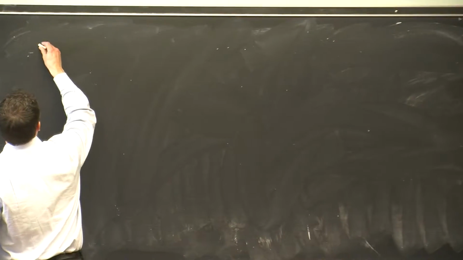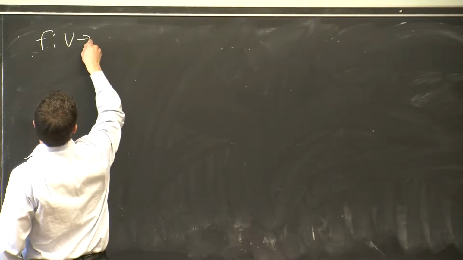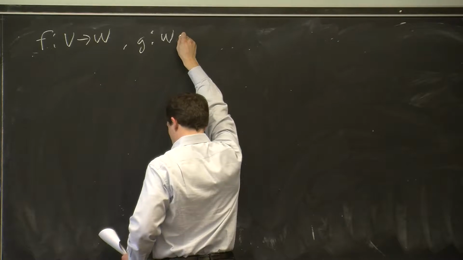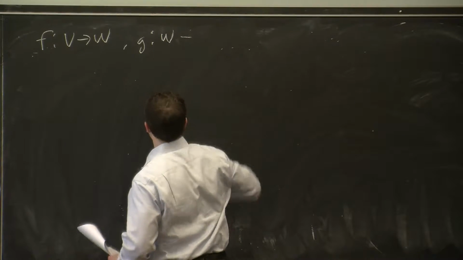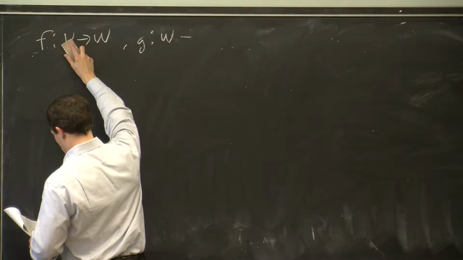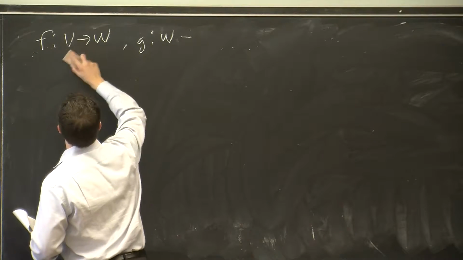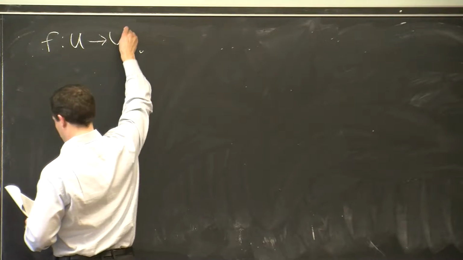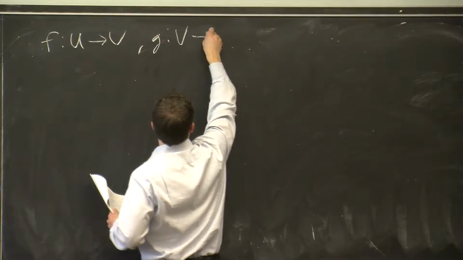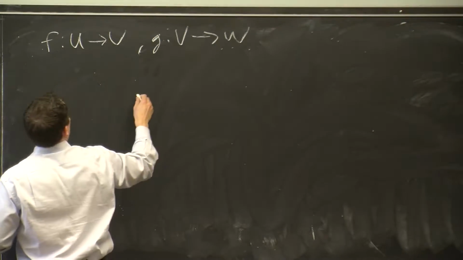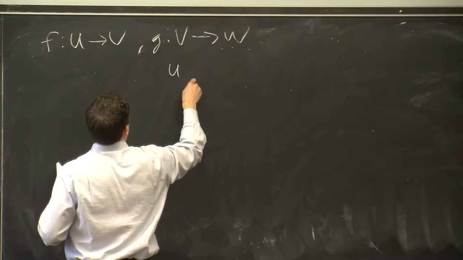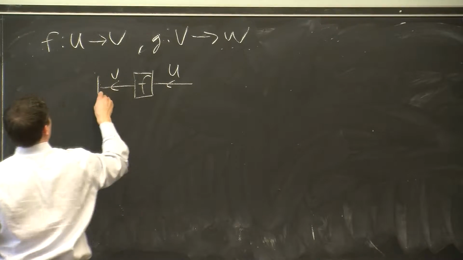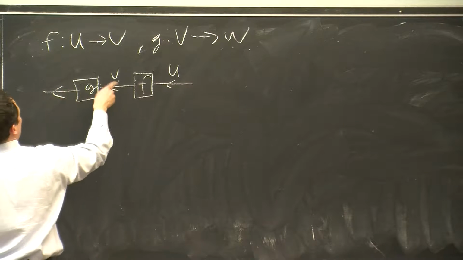So suppose I have f, which goes from V to W, and I have g, which goes from W to, actually, let me change these so that, I'm sorry. Let's do it this way. f from U to V, and g from V to W. So I like to draw these little diagrams. f goes from U to V, and g goes from V to W.